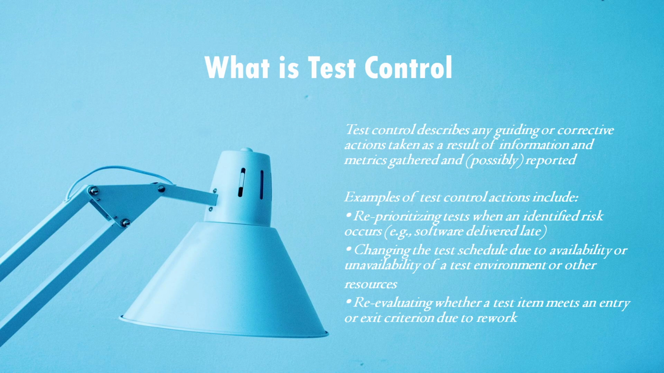Okay, and you also need to reevaluate whether a tested item meets the entry or exit criteria due to rework. Sometimes we have to do some rework as well, so you need to reevaluate whether it meets all the criteria. You need to do corrective actions again and again. So throughout the 3 weeks of testing, a person will be monitoring that everything goes well. Also, if something is not going well, they will take corrective actions to put it on the right track. That is called test control, right?